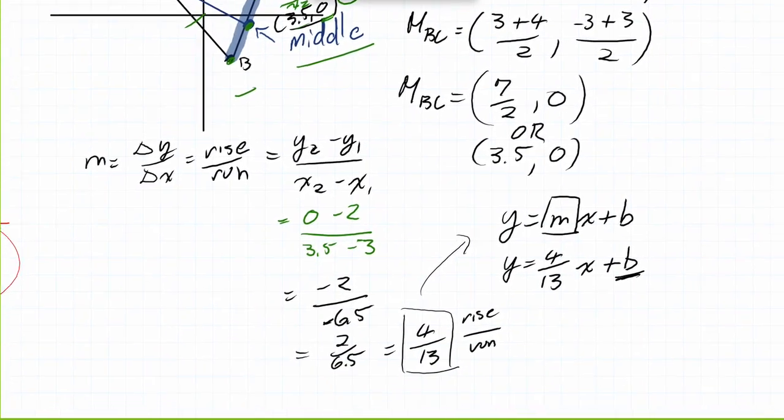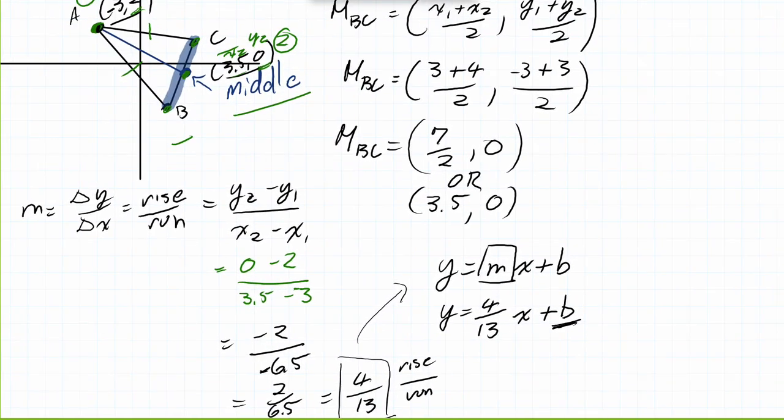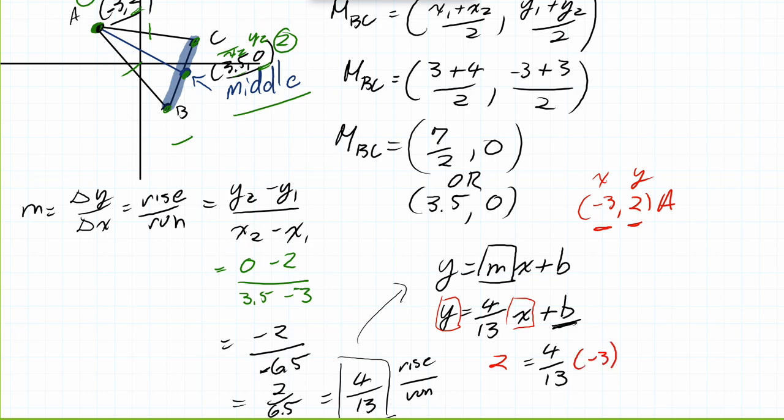and that will help us solve for our y-intercept. So coordinate A, I'm going to use it again because it is on the line, which is -3 and 2. I'm going to plug that in for x and that in for y. So x and y will be replaced. y will be 2, which is equal to 4 over 13 times the x value, which is -3, plus b.